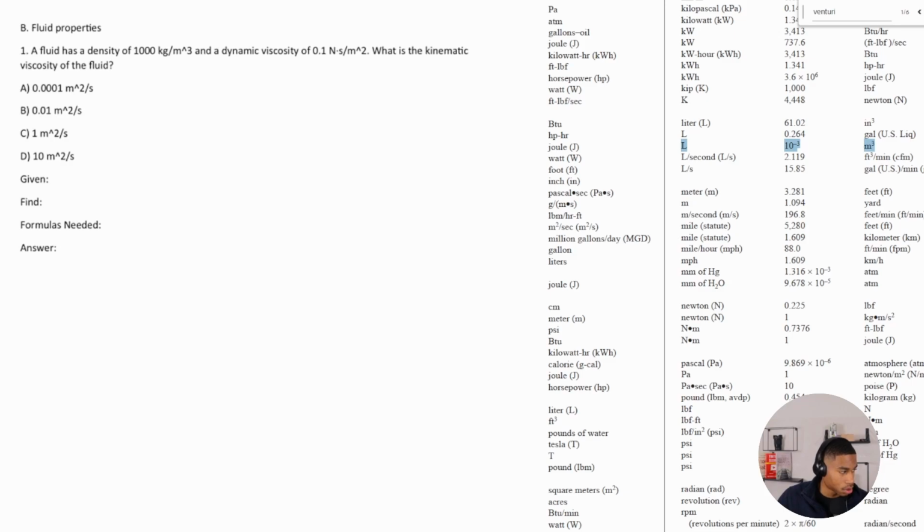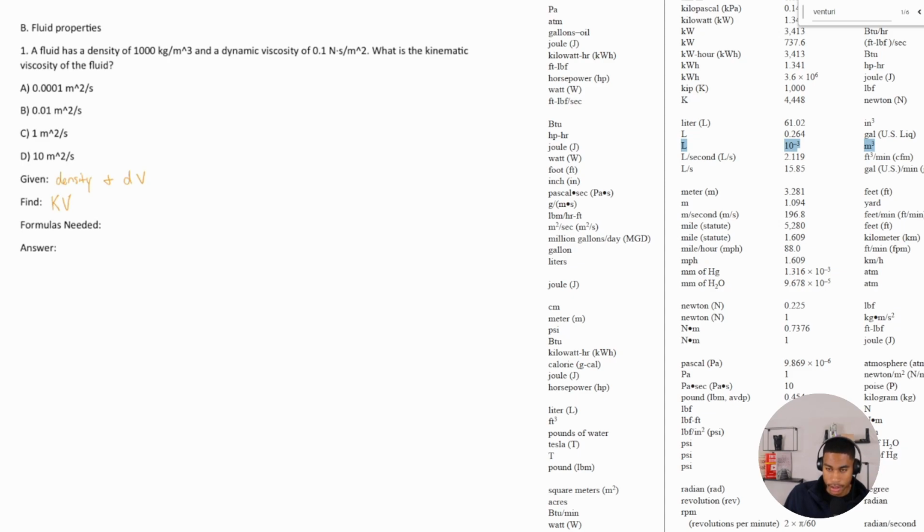Okay. So what information are we given? Given the density. We're also given the dynamic viscosity. I'm just gonna abbreviate. Okay. What are we trying to find? Well, we're trying to find kinematic viscosity.